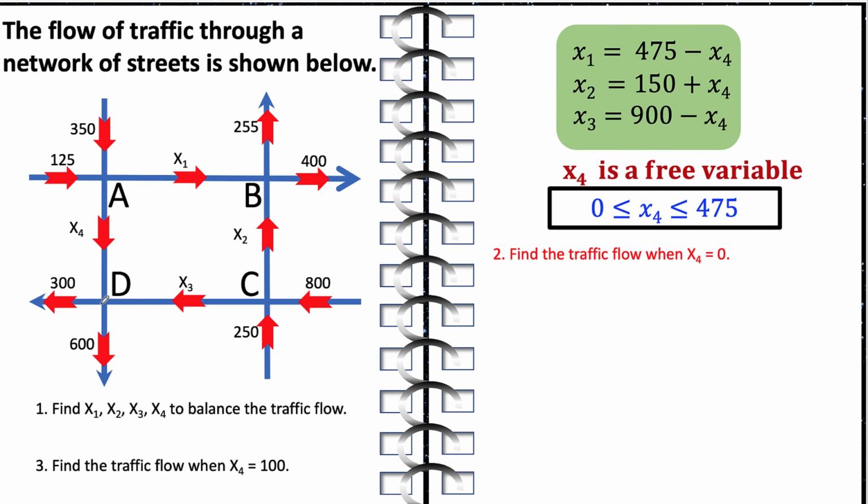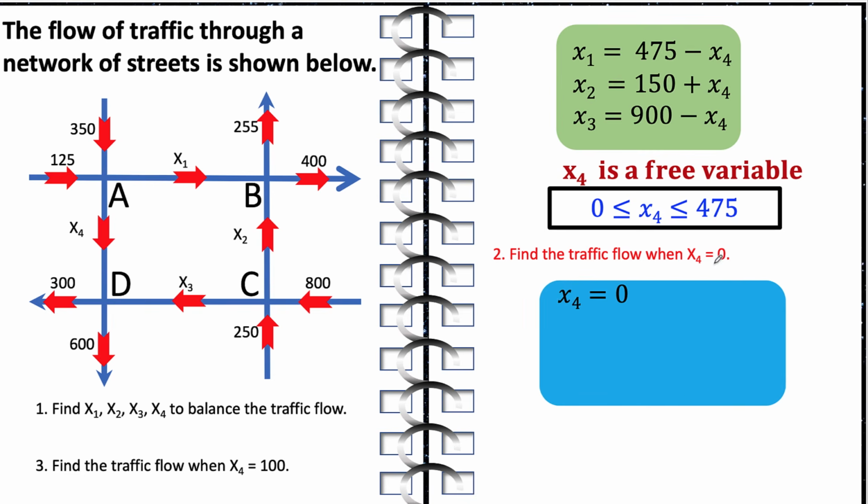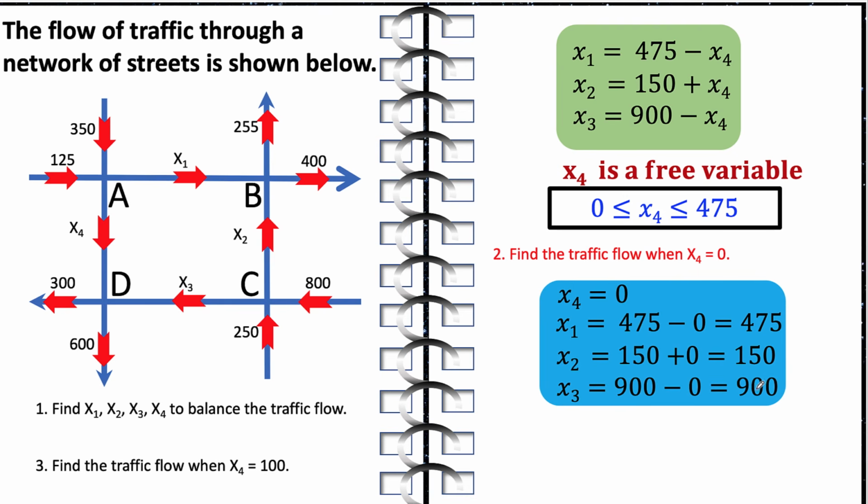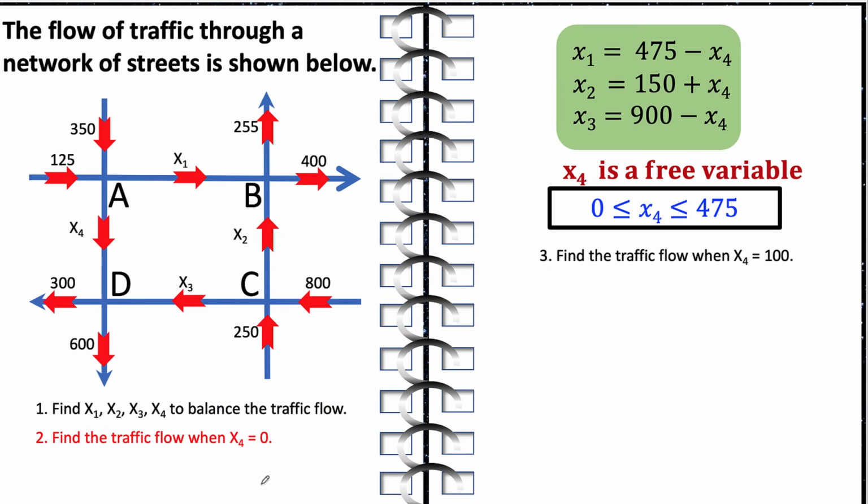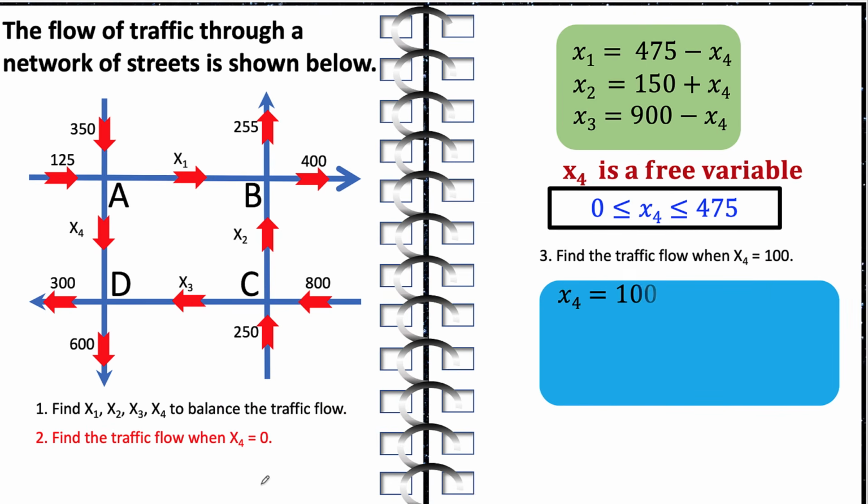And so what's the total effect on the traffic network? We can now compute. So x of 4 is 0, then x of 1 would be 475 minus 0, which is 475, x of 2 becomes 150, and x of 3 becomes 900. All of this will balance the traffic flow in the network. Now, what happens if we limit the number of cars entering this road? That means x of 4 is equal to 100. So if x of 4 is 100, these are the resulting values.